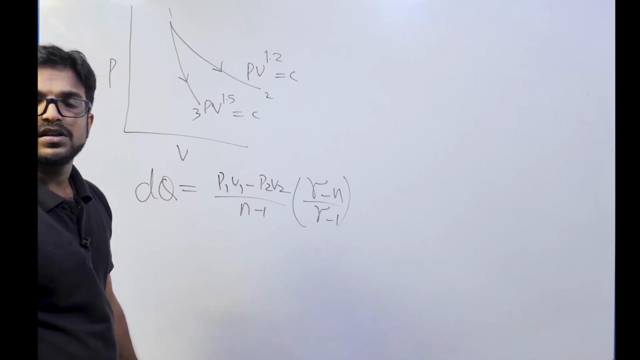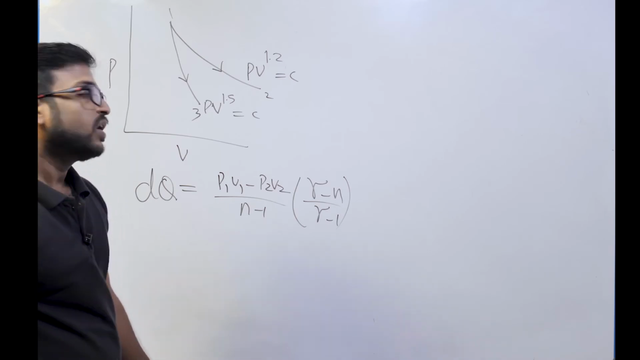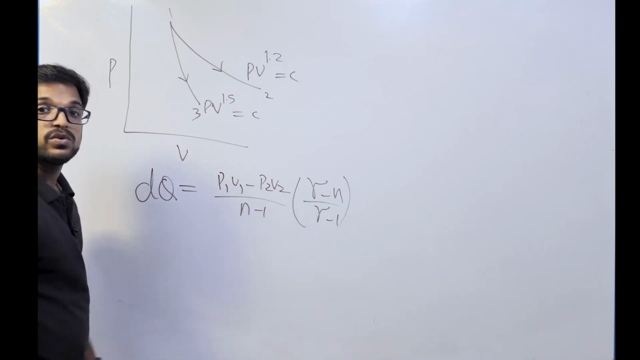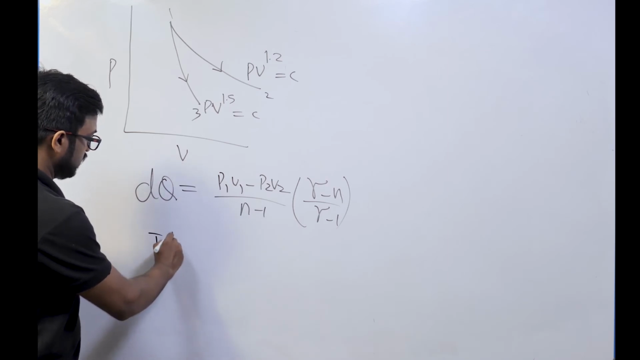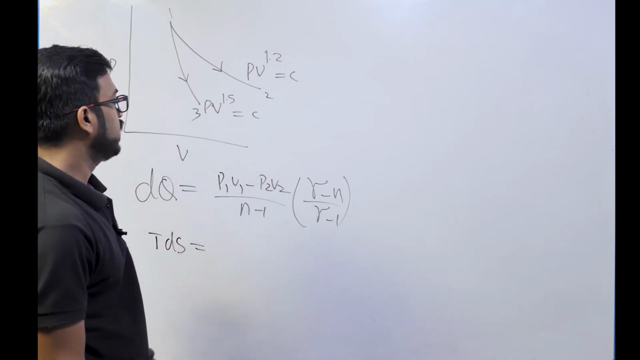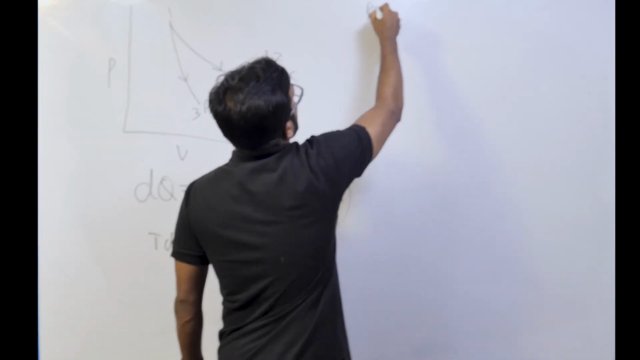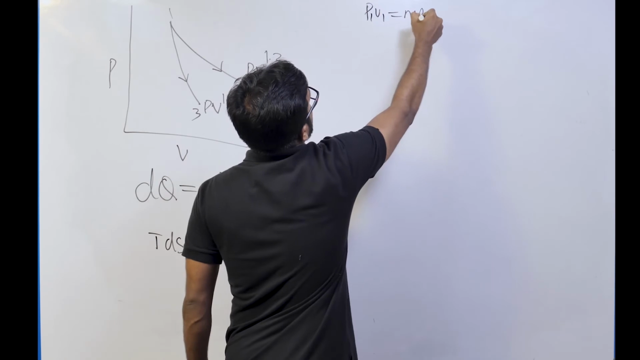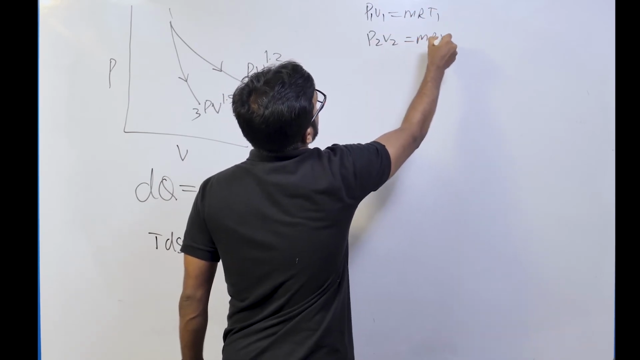The clue is obvious. You know that whenever heat is supplied, entropy will be increasing, right? Also, we can write dq is equal to TdS, right? So we can write this as TdS is equal to (P1 V1 minus P2 V2) by (n minus 1). Instead of P1 V1, you know that P1 V1 is nothing but mRT1, and P2 V2 is nothing but mRT2.